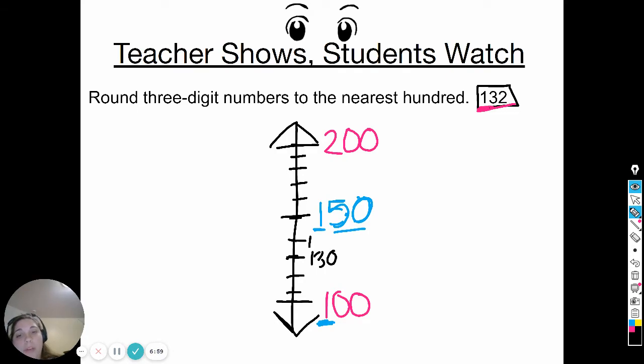Next would be 140. Well, I know 132 is between 130 and 140. So I'm just going to plot a point there right in between, trying to make it a little bit closer to 130.